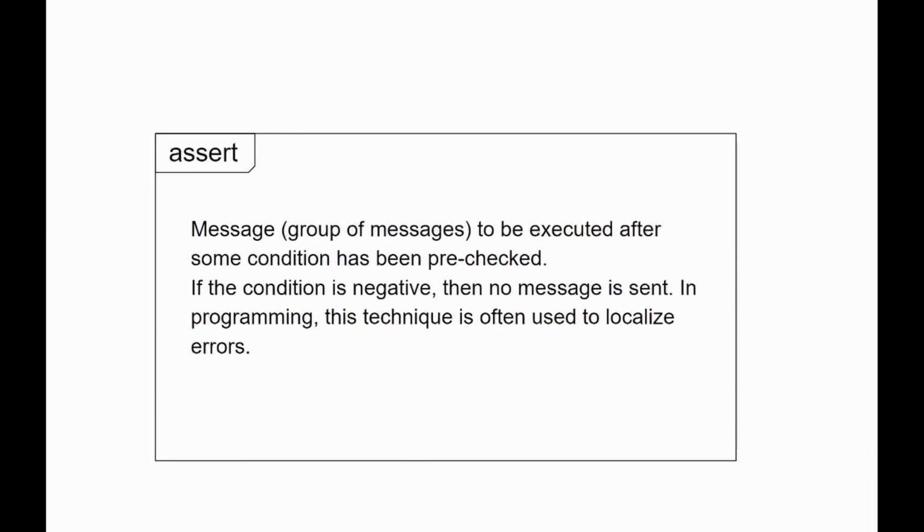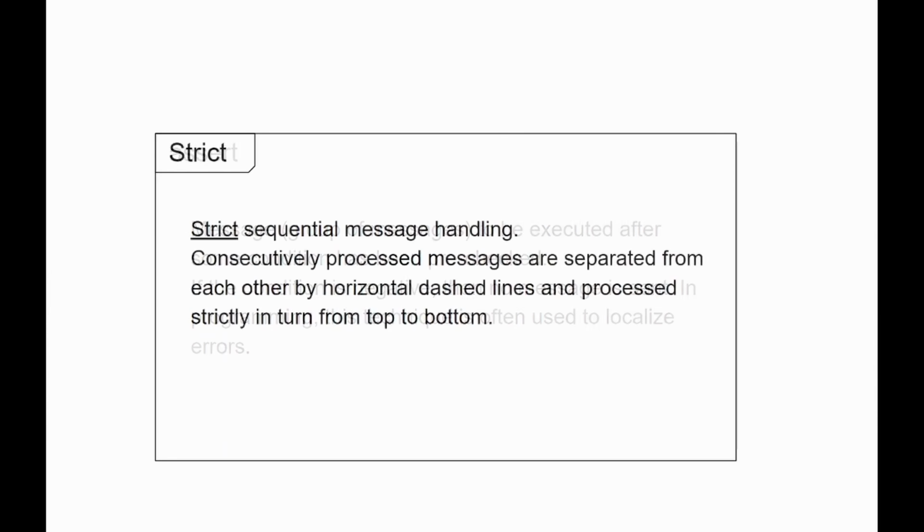Assert. It's when a message or group of messages is executed after some condition has been pre-checked. If the condition is negative, then no message is sent. In programming, this technique is always used to localize errors. Strict. Sequential message handling. Consecutively processed messages are separated from each other by horizontal dashed line and processed strictly in turn from top to bottom.